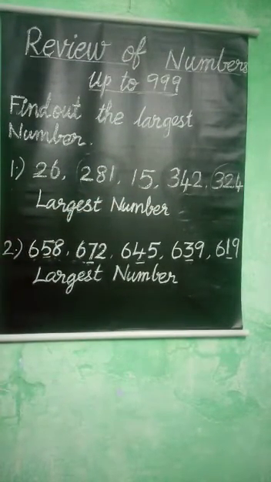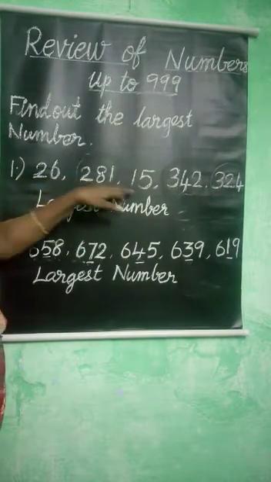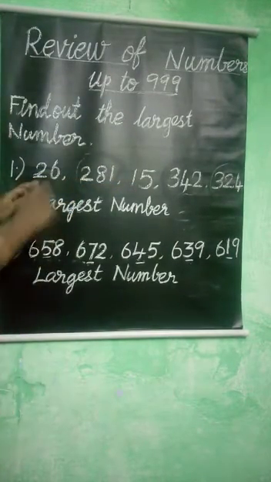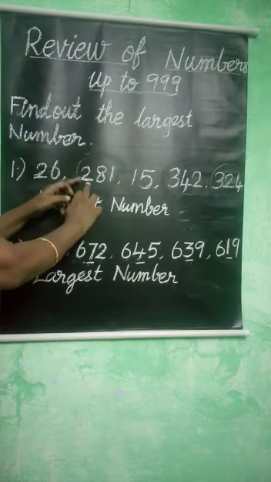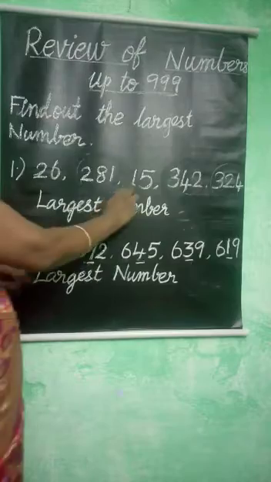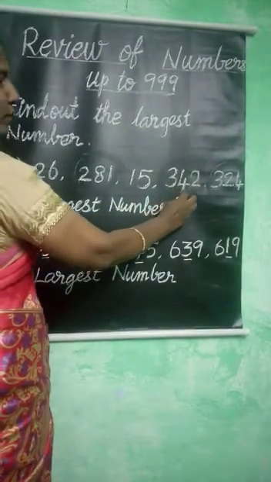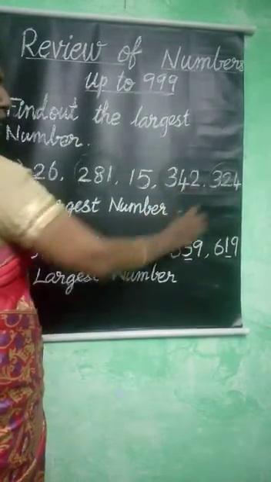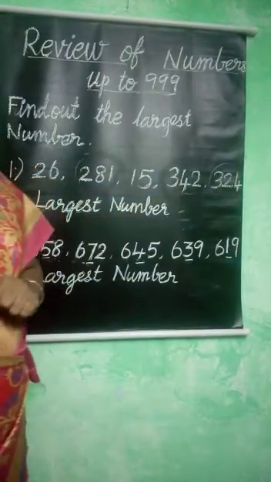To find out the largest number, first we have to check the number of digits in all the numbers. Look at the number 26. Here only 2 digits are present. In 281, 3 digits are present. In 15, only 2 digits are present. In 342, 3 digits are present. In 324, 3 digits are present.